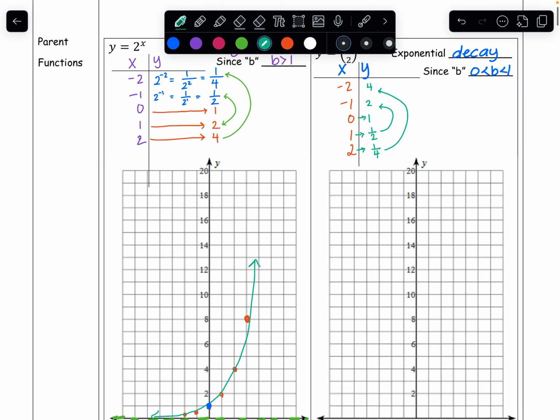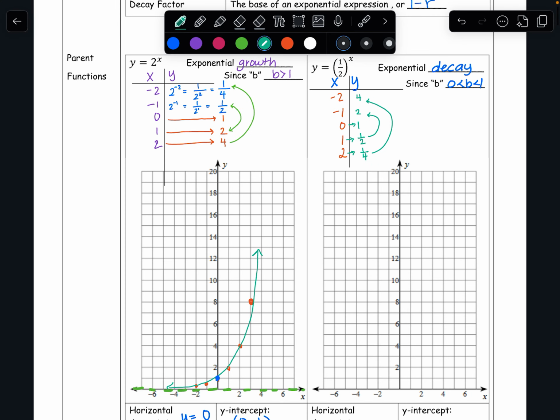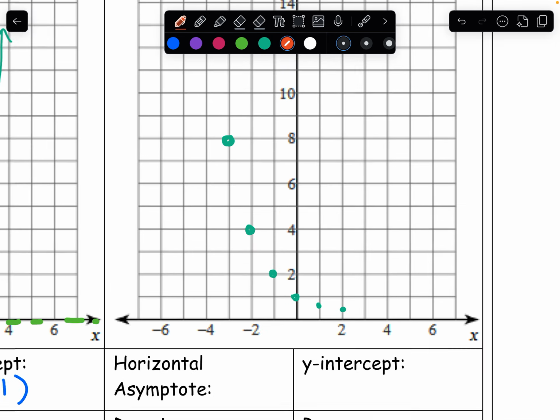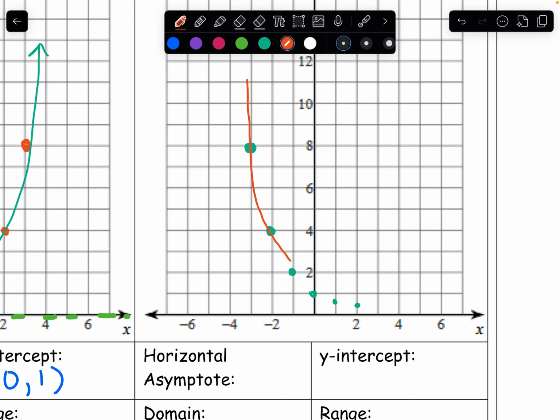And so when we graph these, we got (-2, 4), (-1, 2), (0, 1), (1, 1/2), (2, 1/4). I guess we can throw in that (-3, 8). And so now when we connect them, we're going to have our graph go like this. And again, we still have that horizontal asymptote. It's also going to be at y equals 0 because that's where our graph is approaching.